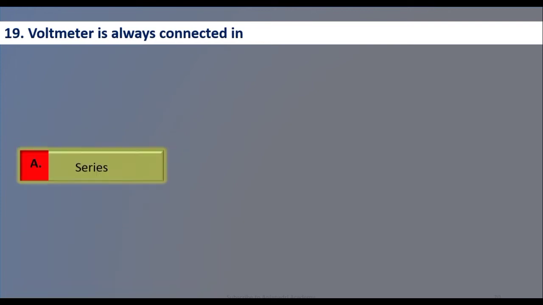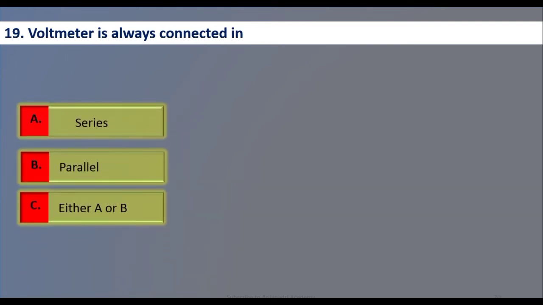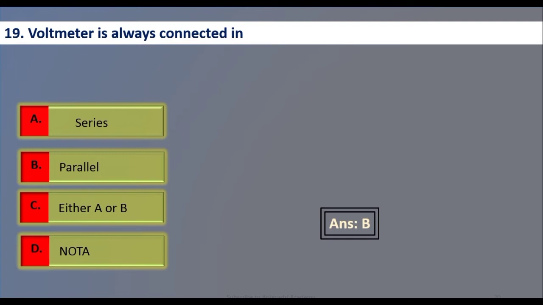Voltmeter is always connected in series, parallel, either A or B, none of the above. C. Voltmeter is always connected in parallel. Therefore, option B is the right answer. Ammeter is connected in series, but voltmeter is connected in parallel in an electric circuit.